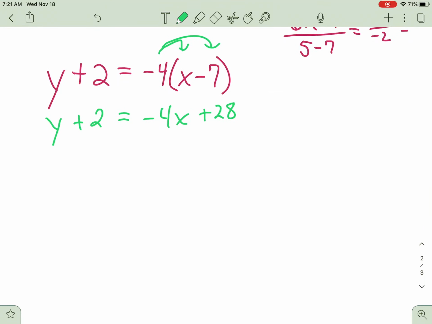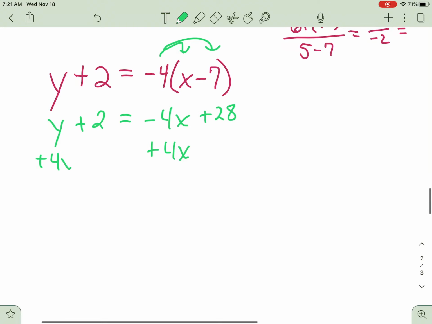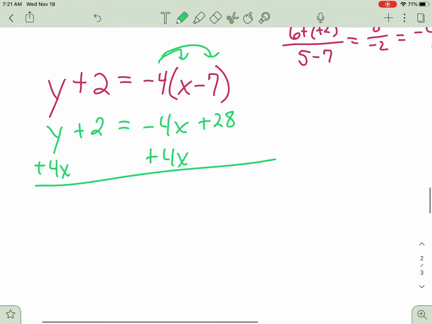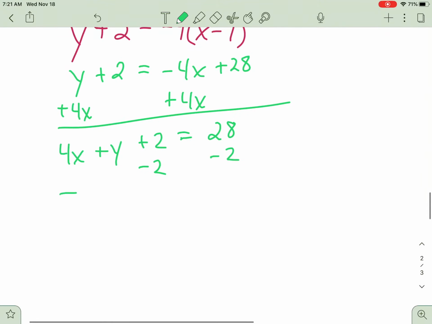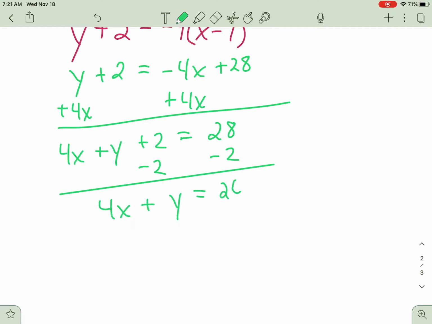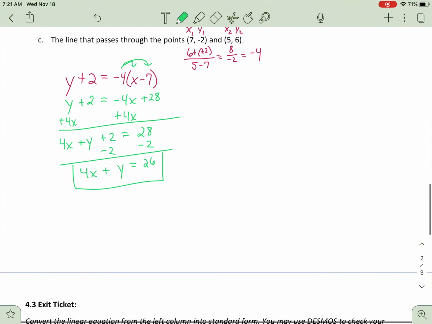Okay, x is negative on this side, so let's take it over here so we don't have to work with that negative. And again, none of these are like terms, so I'm just going to list them out. So I have 4x plus y plus 2 equals 28. Okay, now I'm going to subtract 2 from both sides. 4x plus y equals 26. Okay, x and y are both positive, they're all integers, and x and y are on the same side. So that's how we know we're done.